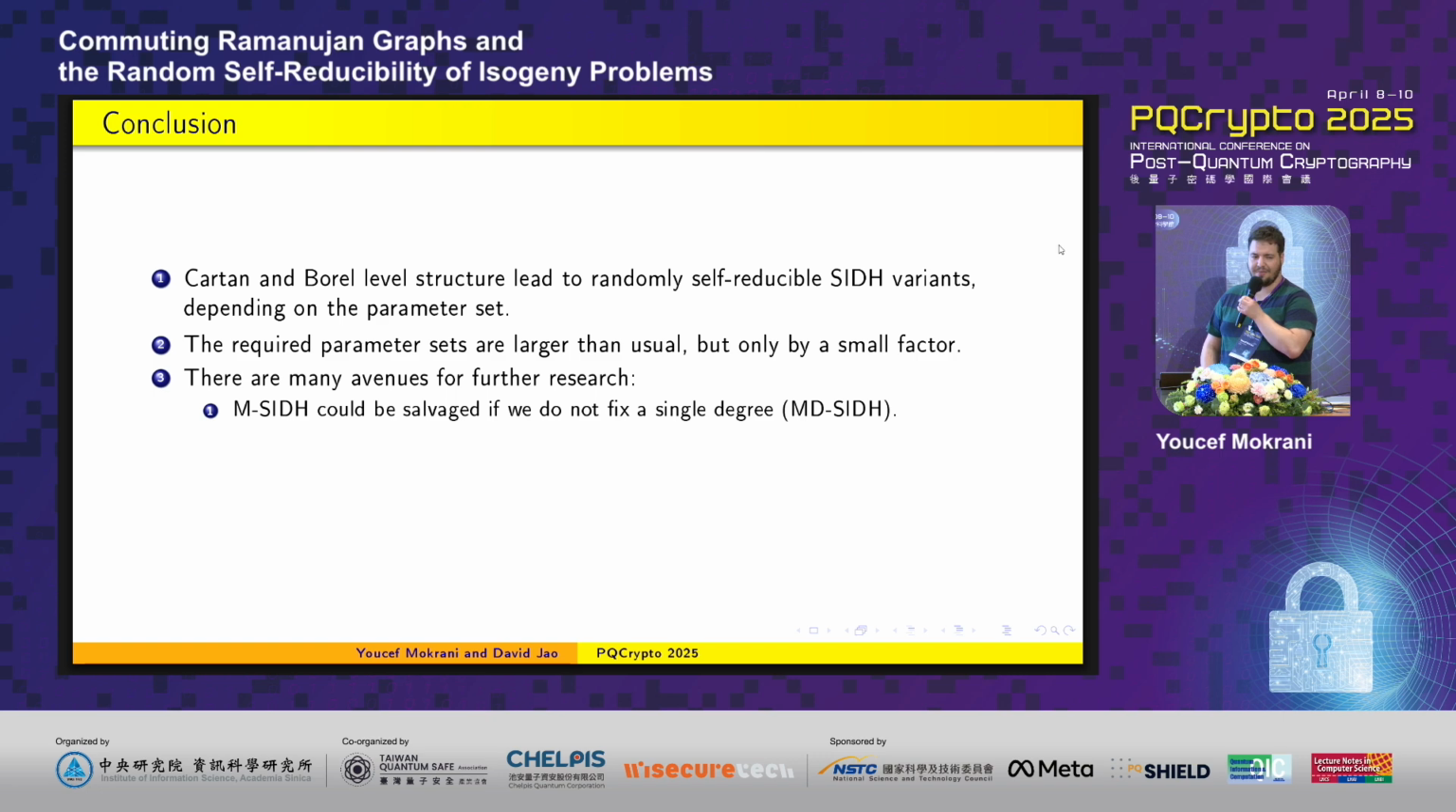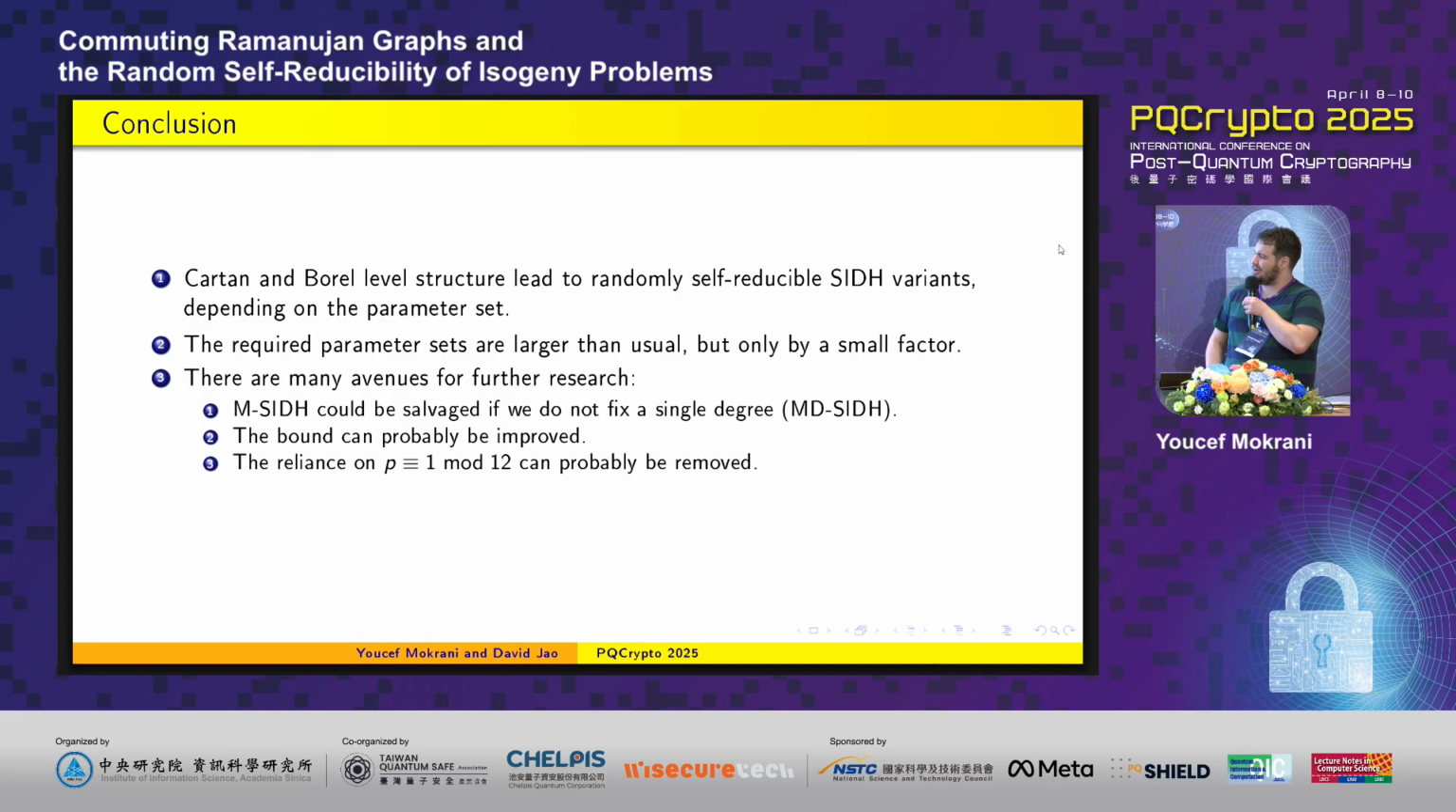For example, like we said, MSIDH could possibly be salvaged by not working with a fixed degree. The bounds can probably be improved, since in our results we work with very old bounds on Chebyshev polynomials that can probably be improved now. And finally, we require that p is congruent to 1 mod 12, which is probably not actually required, since the issue only comes in for at most 2 vertices in a graph of cryptographic size.